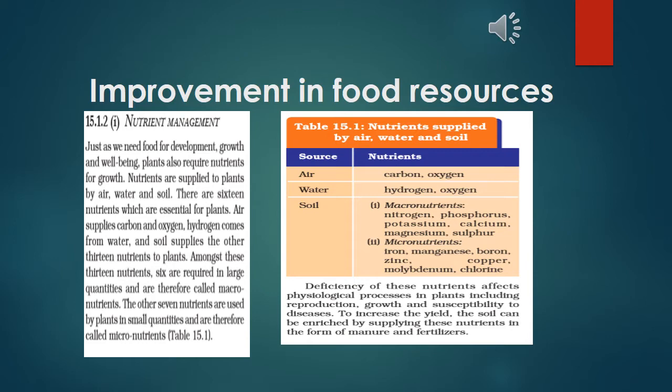In total, there are 16 nutrients which are essential for plants. Air supplies carbon and oxygen. Hydrogen comes from water, for the plant, not for us. So which nutrients does air give? Carbon and oxygen. Which nutrient does water give? Hydrogen. And soil supplies the other 13 nutrients to plants. So we can say most of the nutrients are provided by the soil. In total, 13 nutrients are provided by soil, 2 nutrients by air, and 1 nutrient, hydrogen, by water.